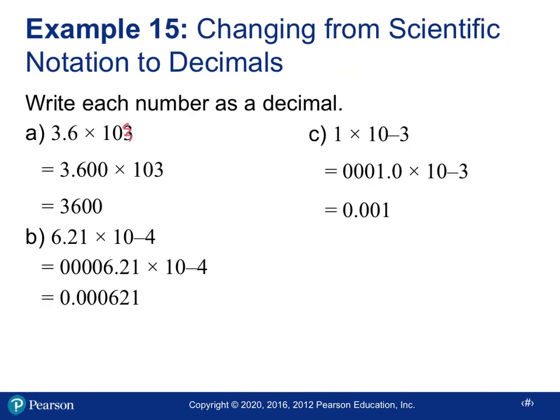So write each number as a decimal. Let me just fix the exponents. So this will be a positive 3, right? So the number is going to be bigger. So it's 1, 2, 3. So 3, 6, 0, 0. Same thing here. We scoop it the other direction. 1, 2, 3, 4. So we have all those scoops here.